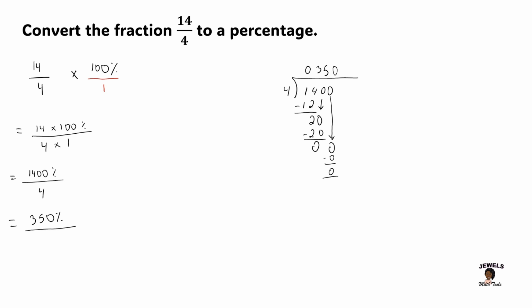And remember that we are working with an improper fraction, so you should expect to get a percentage that is larger than 100% because our 14 is larger than our denominator. So we are looking for a number that is larger than 100%.